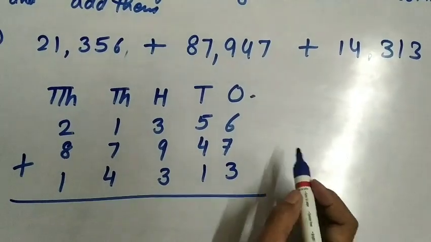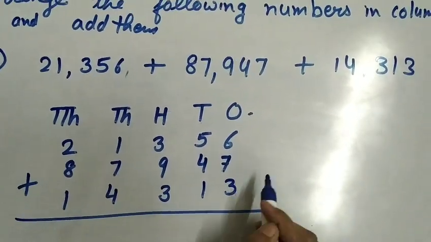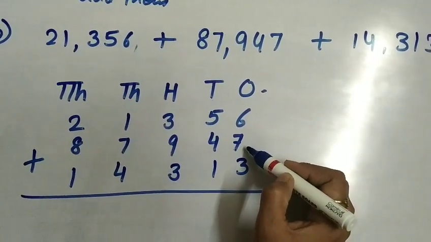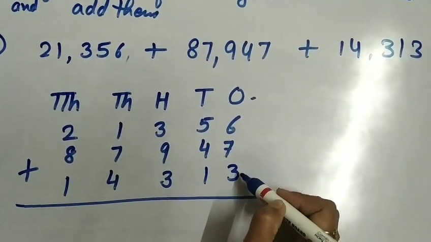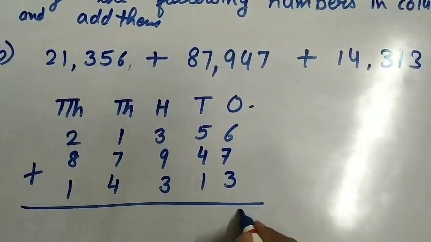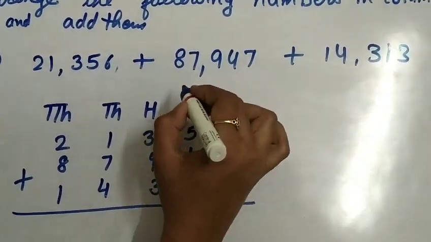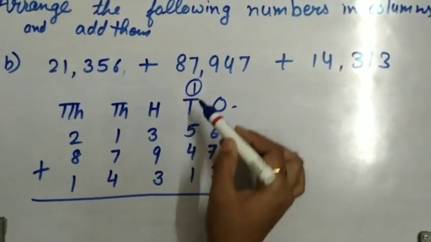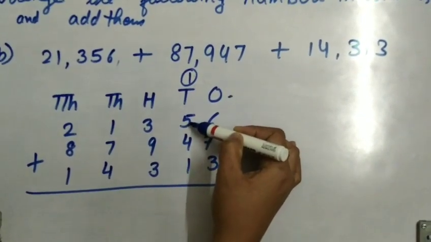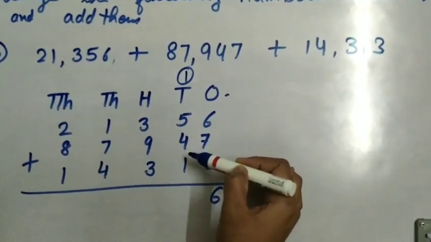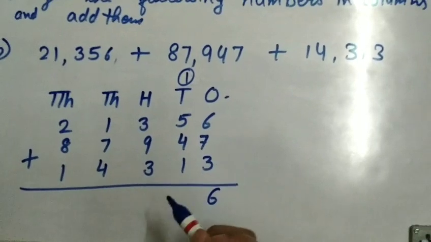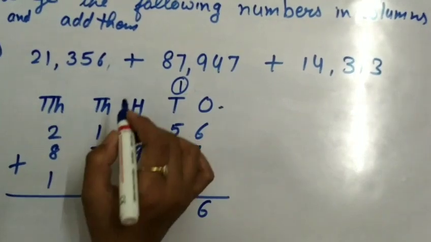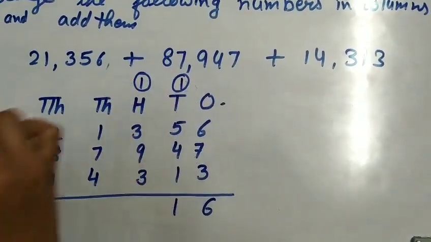Now start addition from which place? Ones. Very good. Now 6 and 7, 13. 13 and 3, 16. We will write 6 here and carry 1 over to the tens place. Now 1 and 5, 6. 6 and 4, 10. 10 and 1, 11. Then we will write 1 under the tens column and carry over 1 to the hundreds place.